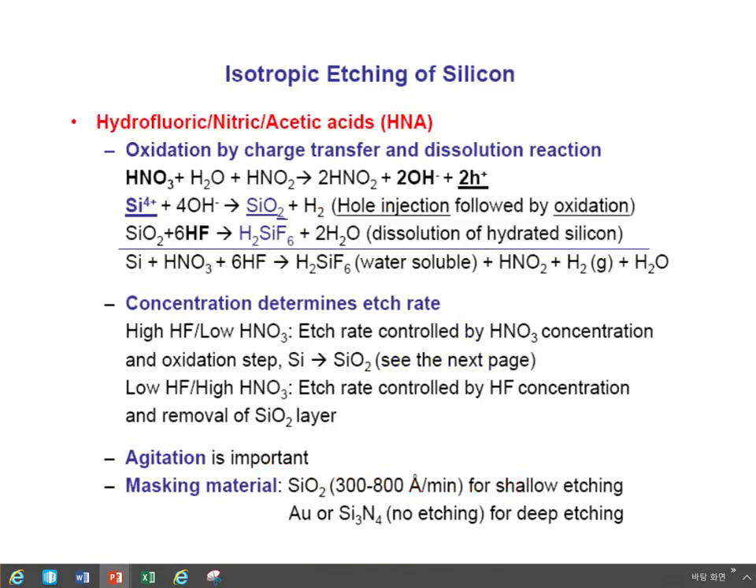For isotropic etching of silicon, you can use HNA. This is the reaction sequence: oxidation by charge transfer, then a dissolution reaction, and so on. I'm not really familiar with the detailed steps of the etching process, but basically a series of chemical reactions happens there. Concentration also determines the etch rate.